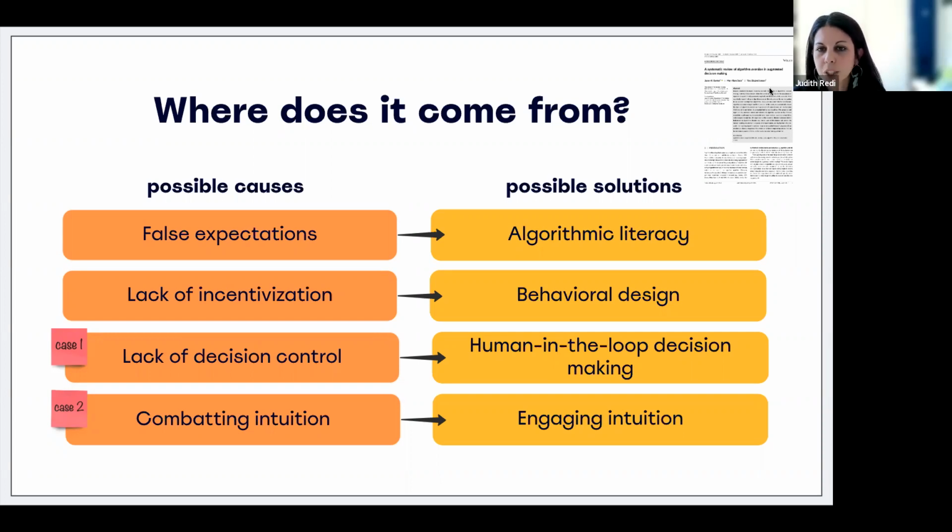So the typical possible solution for this is algorithmic literacy. It's not something you can really do when you build software features, because you can't really give a course to users. We have 30 million users for Miro, we can't really get them to go through a full course on algorithmic literacy before they start using our features. So I'm not going to focus too much on that. The second possible cause is what was called lack of incentivization. So why should I use this at all?